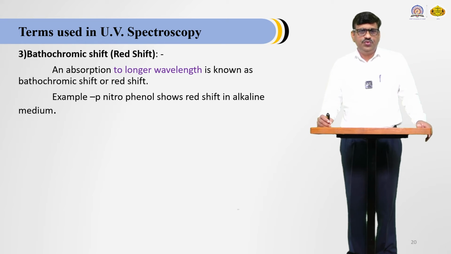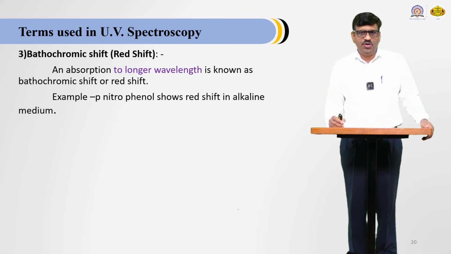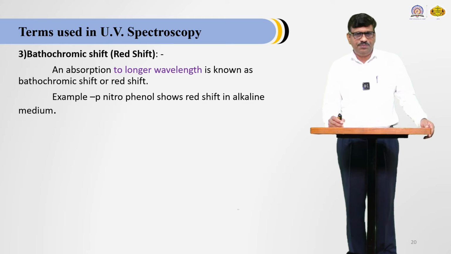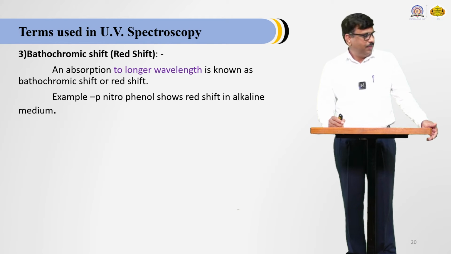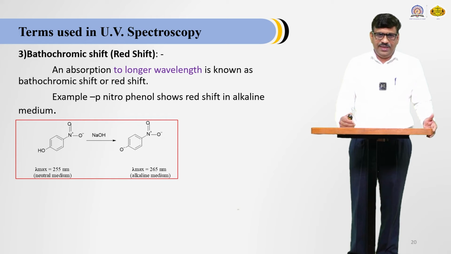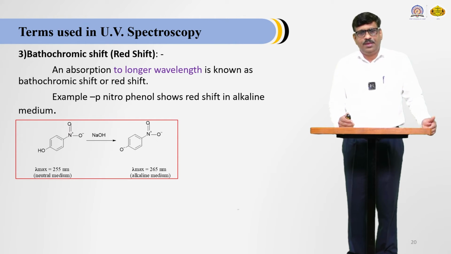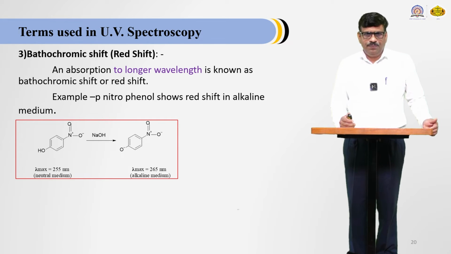Then another term that is used is bathochromic shift or red shift. Absorption to a longer wavelength is called bathochromic shift or red shift. For example, paranitrophenol shows red shift in alkaline medium. This is paranitrophenol, and when it is treated with base, the hydrogen atom of the OH group is removed by the base, and there is formation of the anion of paranitrophenol. This compound shows bathochromic shift or red shift.